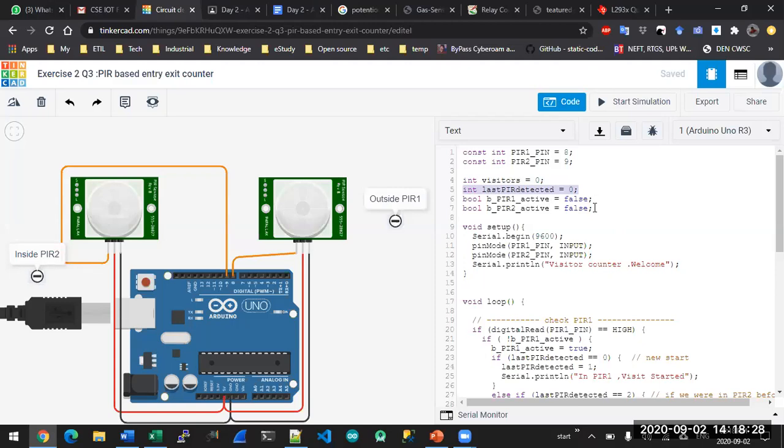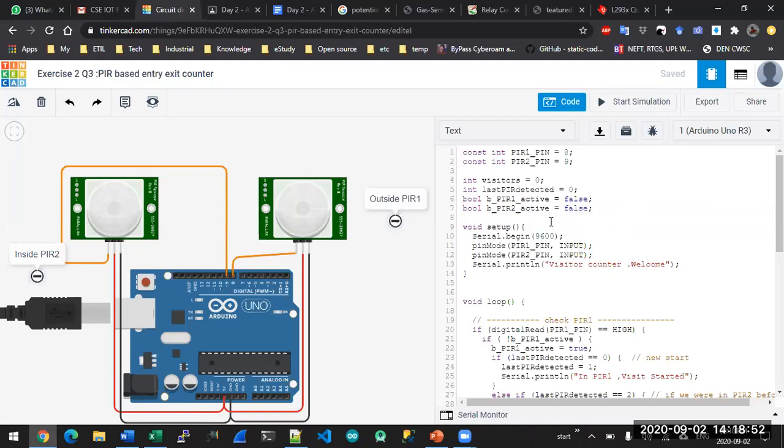And then there are two Boolean type variables. They can store only true or false. These variables are used for keeping track of which sensor is active at which time. So whenever the sensor is activated, we will put a true in that particular variable.